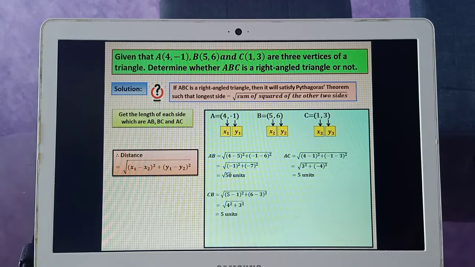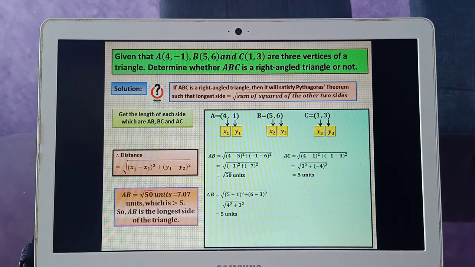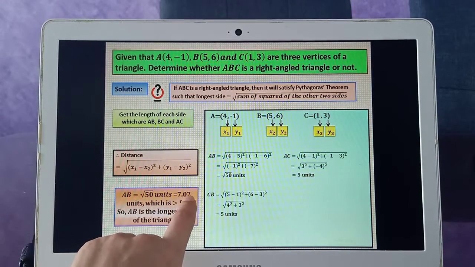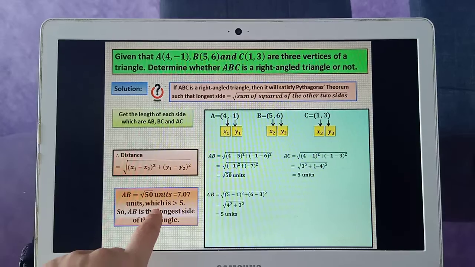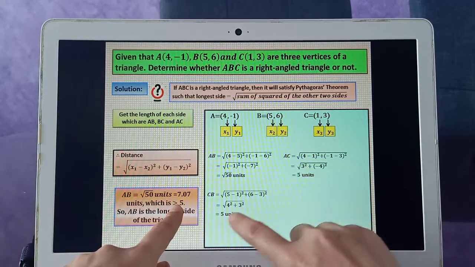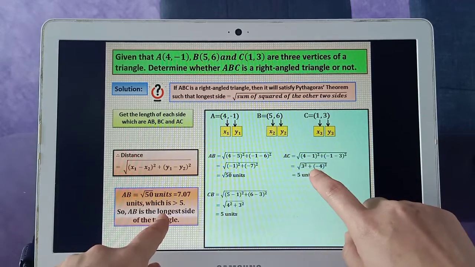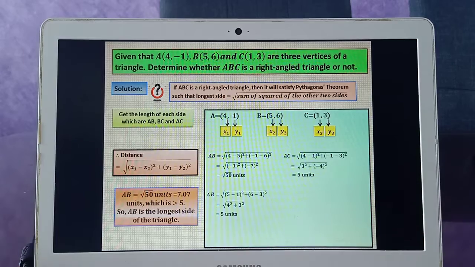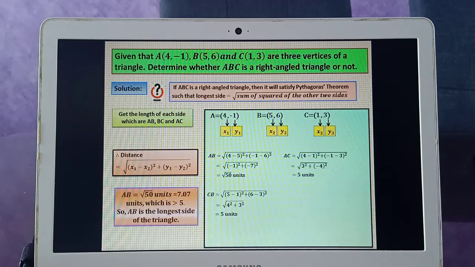Do you know the exact value of square root 50? Actually, you can use a calculator to get the answer, right? So after you get the answer from the calculator, AB is actually equal to 7.07 units, which is greater than 5, which is greater than the other 2 sides here. That means we can conclude that side AB is actually the longest side. AB is the longest side.